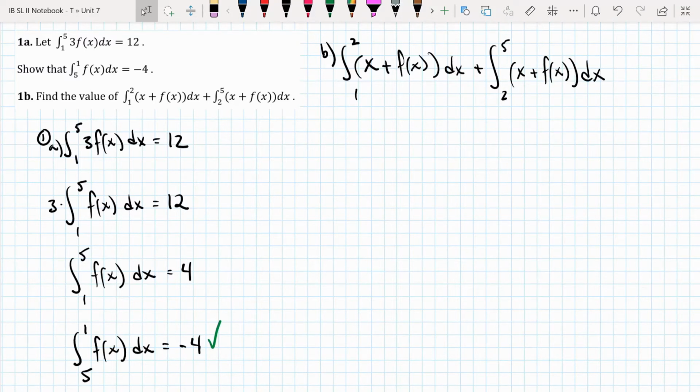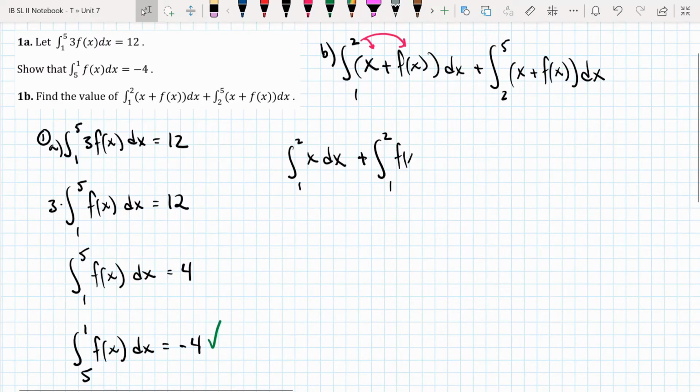Okay, so the first thing we can do here is think of this as distributing the integral statement to both of these terms. And so we're going to rewrite this. We're going to break this apart into two integrals. So instead of writing the integral of x plus f of x, we can do the integral of x plus the integral of f of x. In this case, from 1 to 2. And then 2 to 5 is going to be our next one.